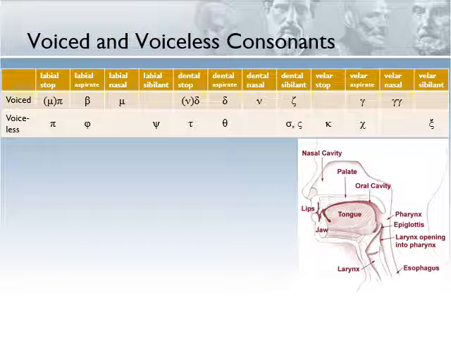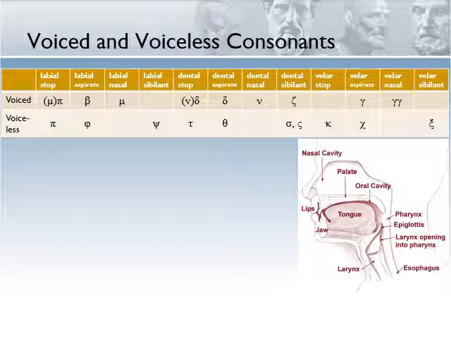As you think about the dentals, they are delta, tau, theta, nu, zeta, and sigma. These all involve either stopping or limiting the breath at or right behind the teeth. The other type of consonants would be the velars, which involve stopping or limiting breath on the palate, at the roof of the mouth, behind the teeth. So you have velar consonants like kappa, gamma, chi, and xi.